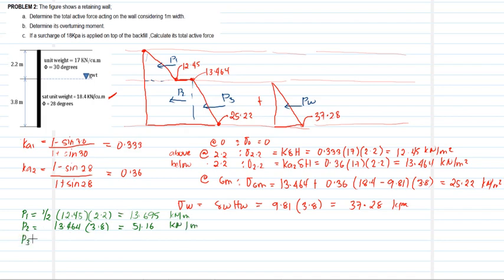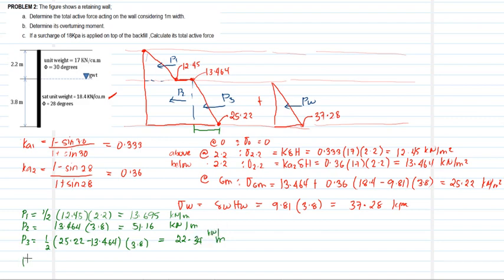So, ano yung magiging P3 natin? So, itong triangle na ito. So, yung value natin dito, that is equal to 1/2 of 25.22 minus 13.464, diba? So, 25.22 minus 13.464 multiplied by the height, which is 3.8. Ang value natin dito is equal to 22.34 kilonewton per meter.